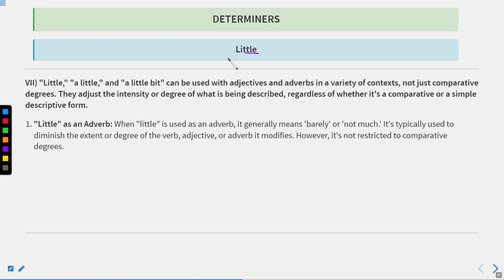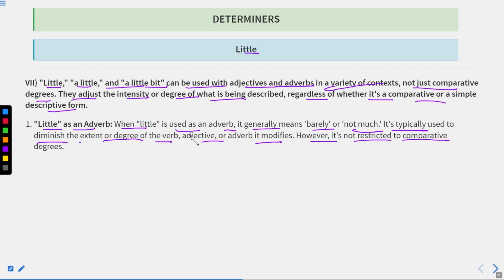Now we'll discuss the word little again. Little, a little, and a little bit can be used with adjectives and adverbs in a variety of contexts. Not just comparative degrees, they adjust the intensity or degree of what is being described, regardless of whether it is a comparative or simple descriptive form. Little as an adverb: when little is used as an adverb, it generally means barely or not much. It is typically used to diminish the extent or degree of the verb, adjective or adverb it modifies. However, it is not restricted to comparative degrees.